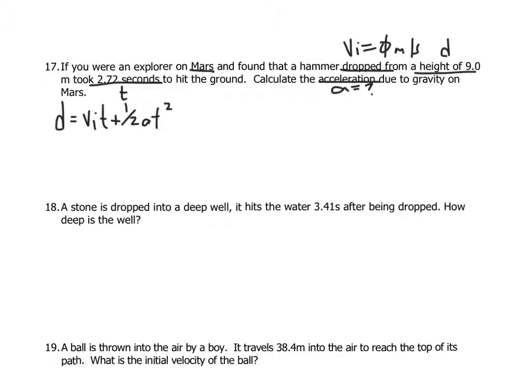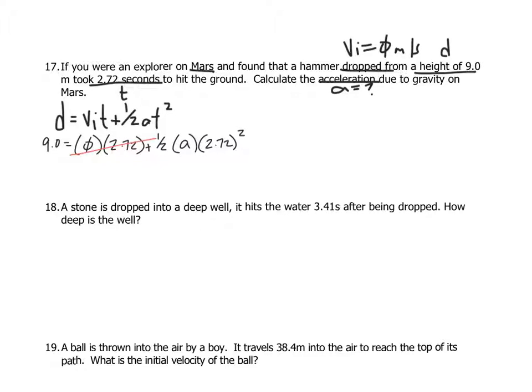For D, I'm going to plug in 9 meters. Initial velocity is 0. Time is 2.72 seconds, plus 1/2 A, where A is unknown, times 2.72 again squared. Right off the bat, anything multiplied by 0 is going to cancel out, so that goes away. And I'm left with 9 equals 1/2 A 2.72 squared.